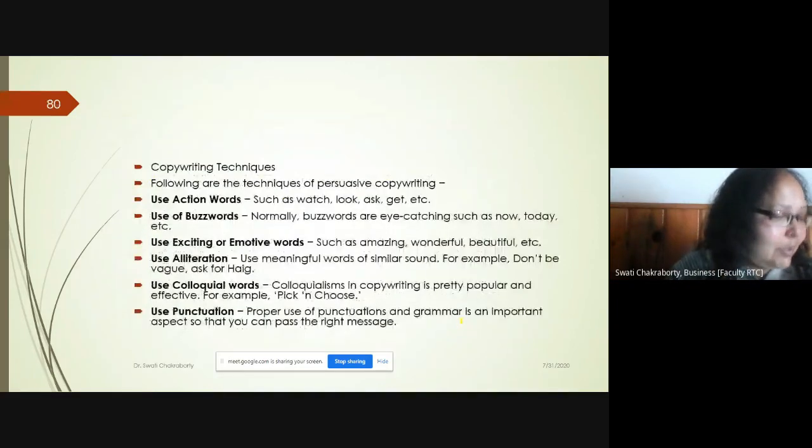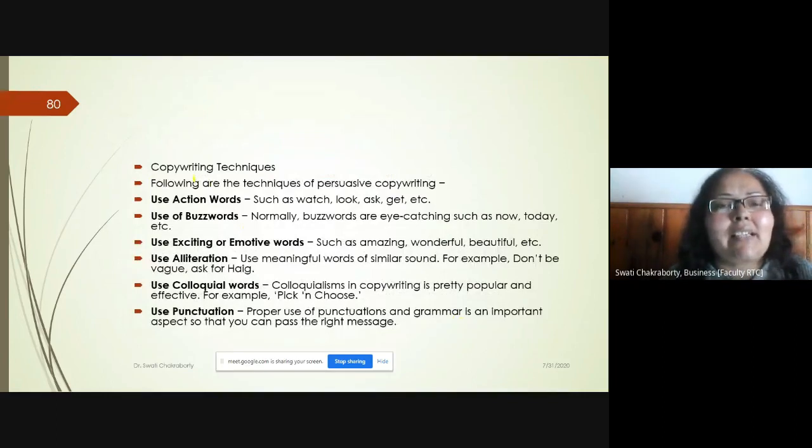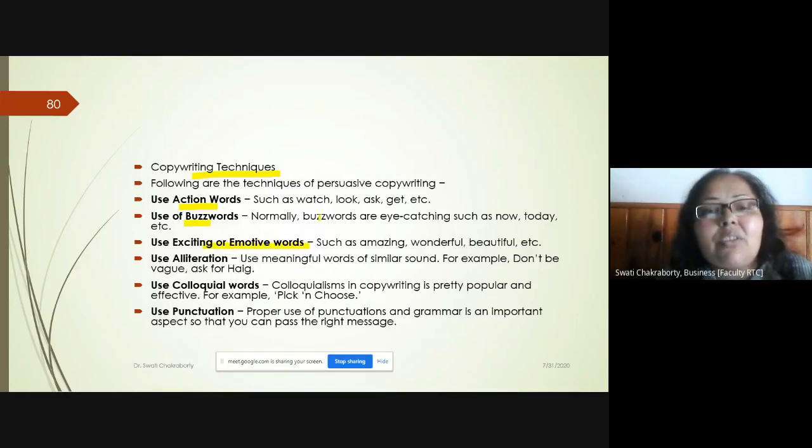Okay, then next we have the copywriting techniques. Use of action words such as watch, look, ask, get. Use of buzzwords. Buzzwords are eye-catching, such as now, today. Then exciting words or emotional words, wonderful, beautiful. Alliteration. Alliteration is meaningful words of similar sound. Don't be vague. So it's similarity. Using colloquial words. Sometimes colloquial words are very popular, and you pick and choose.